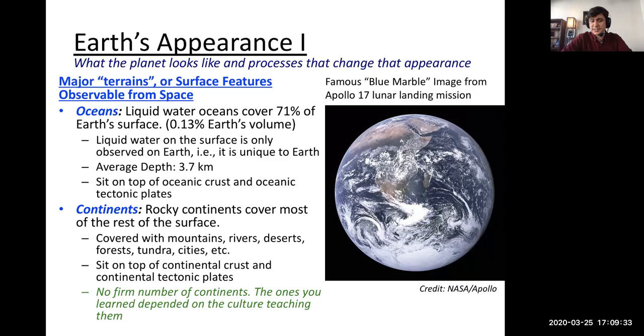The continents are sitting on top of continental crust that's thicker on average than oceanic crust, and the continents sit on top of the continental crust on what we call continental tectonic plates.